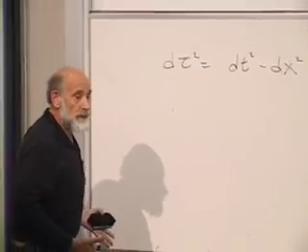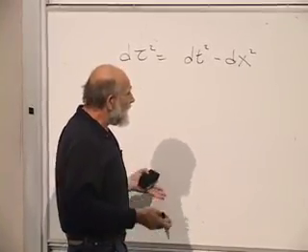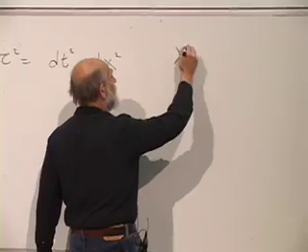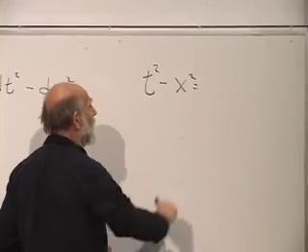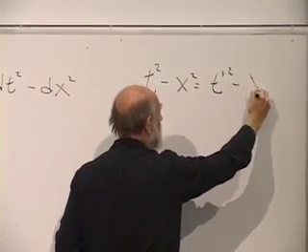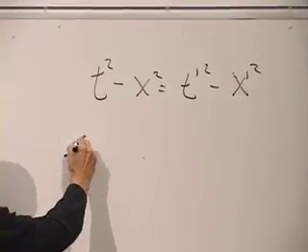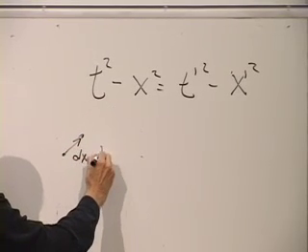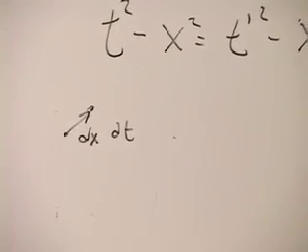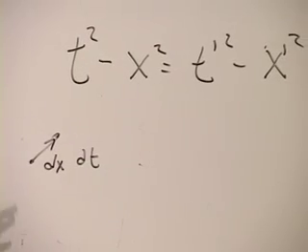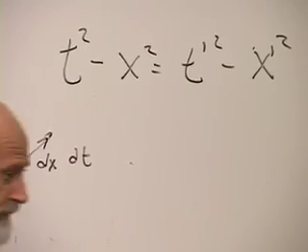If we make a Lorentz transformation to a new set of coordinates, x prime and t prime, then not only is t squared minus x squared equal to t prime squared minus x prime squared, but it's also true of any little differential displacement, dx, dt. The corresponding quantity, dt squared minus dx squared, is invariant under Lorentz transformations.